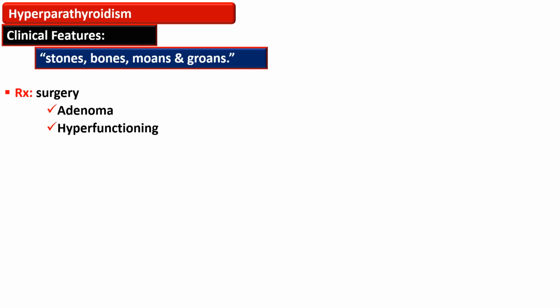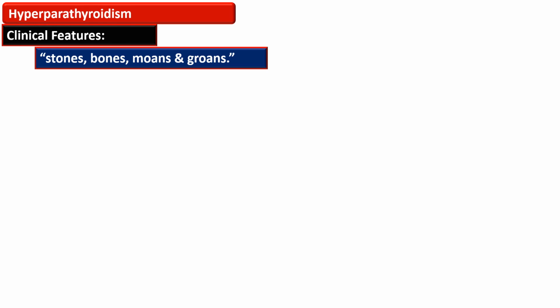The clinical features of hyperparathyroidism are described as stones, bones, moans, and groans. The term stones stands for the kidney stones, bones are skeletal changes, moans are the psychiatric symptoms such as depression, and groans are GI irregularities. Both these, the moans and groans, are due to increased serum calcium concentrations.